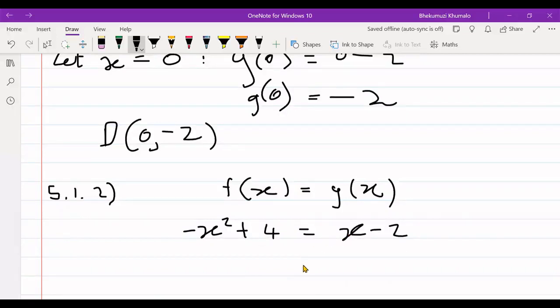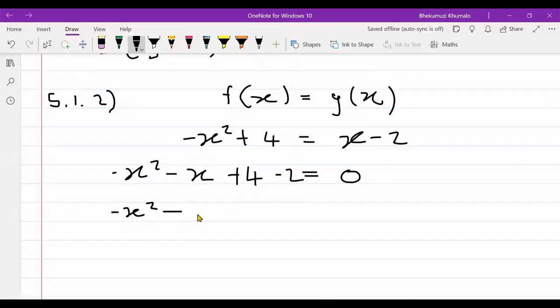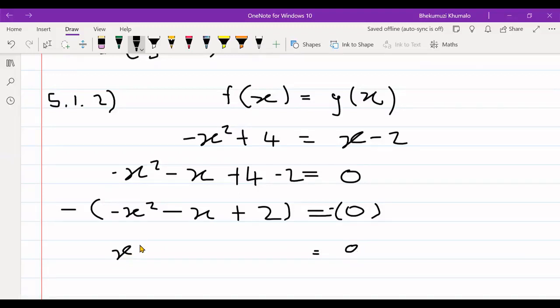So in this case, we just simplify. This becomes negative X squared minus X, plus 4 minus 2 is equal to 0. So I took everything and put it on the other side. Then we have minus X squared minus X plus 2 equals 0. But since this is negative, we'd rather work with a positive, so we multiply everything by negative. So it's 0 equals X squared plus X minus 2.